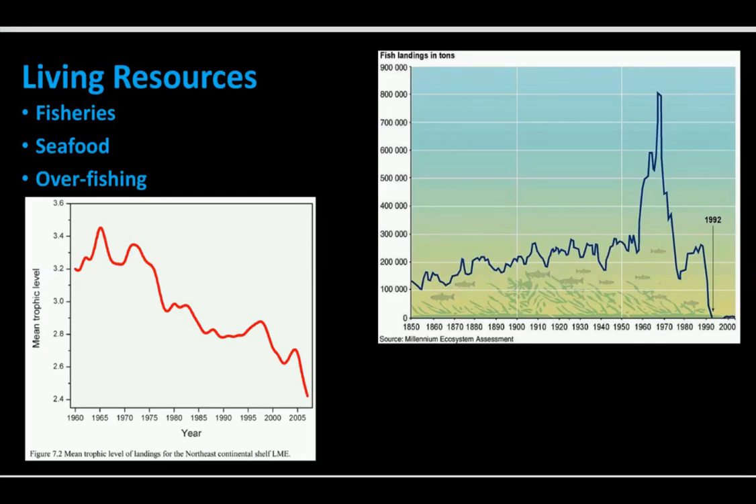So the big living resources in the ocean are obviously seafood. And we catch seafood in what we call fisheries. That's basically the business of catching seafood. And the big thing about fisheries that's really important is that we are continuously overfishing the ocean. We are catching too many fish.